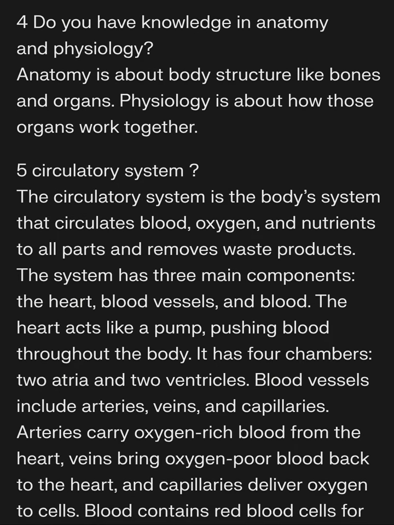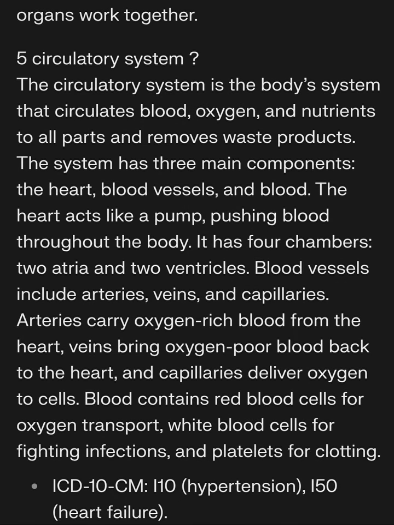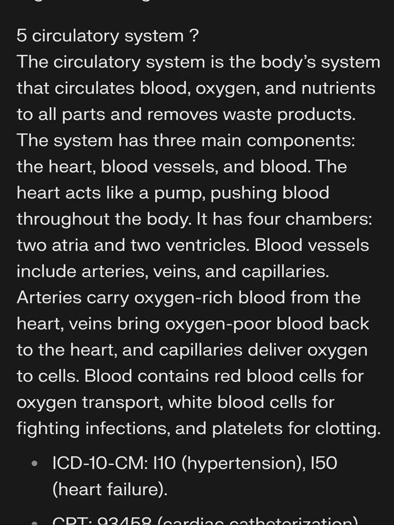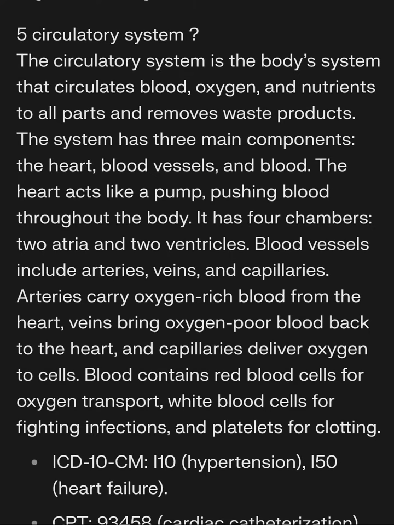5. Circulatory system. The circulatory system is the body's system that circulates blood, oxygen, and nutrients to all parts and removes waste products. The system has 3 main components: the heart, blood vessels, and blood. The heart acts like a pump, pushing blood throughout the body. It has 4 chambers, 2 atria, and 2 ventricles.